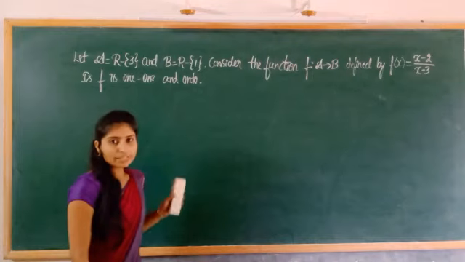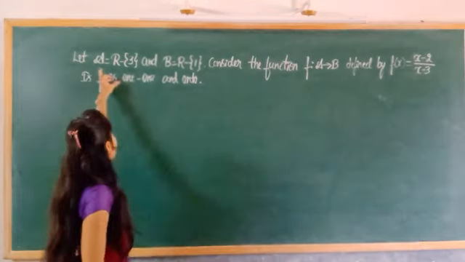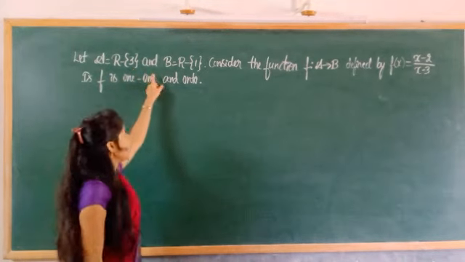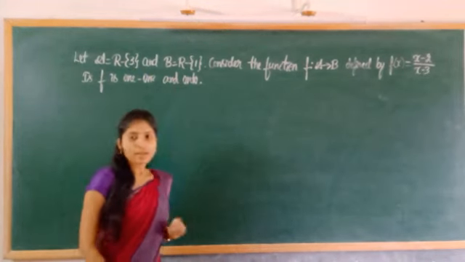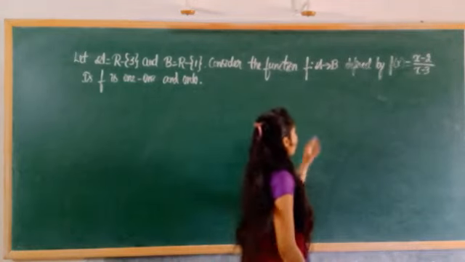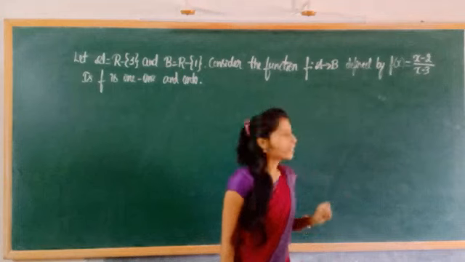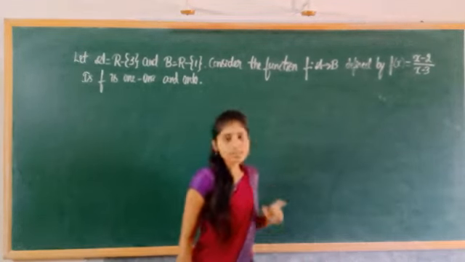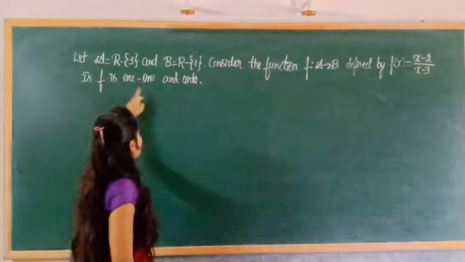The next question is, let set A be equal to real numbers excluding 3 and set B be equal to real numbers excluding 1. Consider the function f from A to B defined by f of x is equal to x minus 2 by x minus 3. Is f 1-1 and onto? We have to check here.